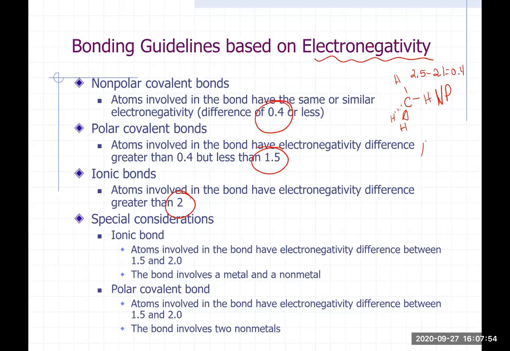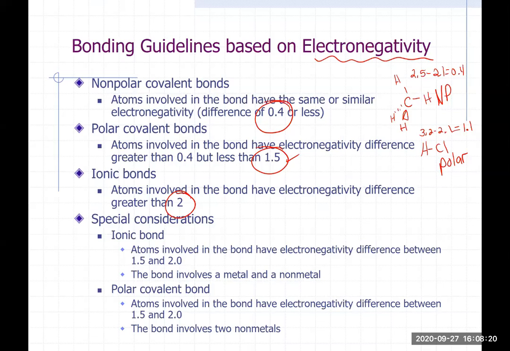Let's think about something that is less than 1.5 but greater than 0.4, and I believe we looked at HCl. And Cl has an electronegativity of 3.2, and then hydrogen again is 2.1. That gives us a difference of 1.1, which is less than 1.5. And so this is polar. Greater than 0.4, but less than 1.5. That's polar.